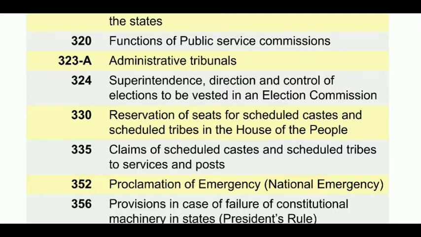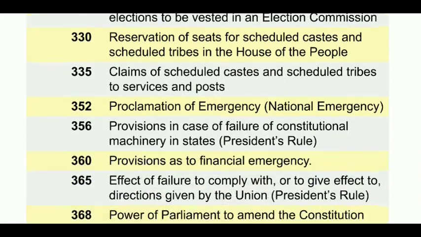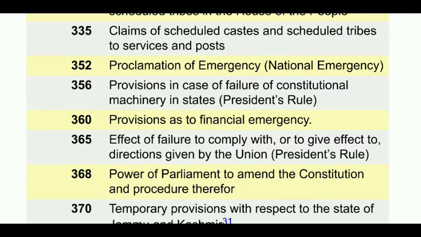Article 330, reservation of seats for scheduled castes and scheduled tribes in the House of the People. Article 335, claims of scheduled castes and scheduled tribes to services and posts. Article 352, proclamation of Emergency, National Emergency. Article 356, provisions in case of failure of constitutional machinery in states, President's rule. Article 360, provisions as to financial emergency.